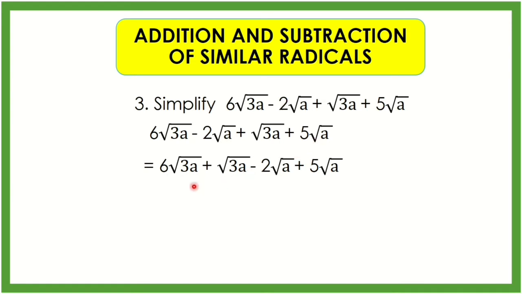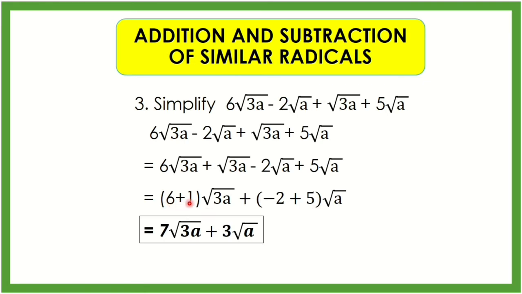I-combine natin yung similar radicals. Since parehas ang radicals nila, i-add natin ang kanilang mga coefficient. Ang coefficient nito ay 6 and this one, the coefficient is 1. We have 6 plus 1 and then the common radical is square root of 3a. Plus, pag-addin naman natin itong similar radicals, ang kanilang coefficient ay negative 2 at saka 5. And then the common radical is square root of a.